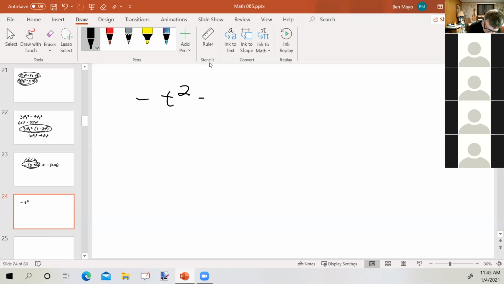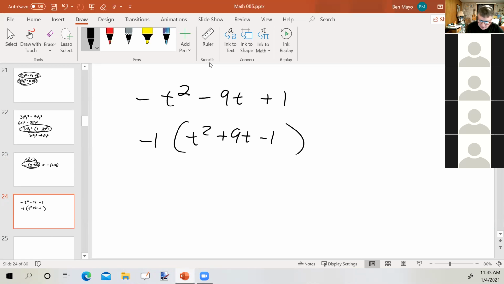-t squared minus 9t plus 1. It says to factor out a -1. So we're going to get t squared plus 9t minus 1. Now, the reason they're having us practice this idea is down the road a little bit, when we have a polynomial and it has a leading term that's negative, often we're going to want to factor out a -1 to make the remainder easier to factor.